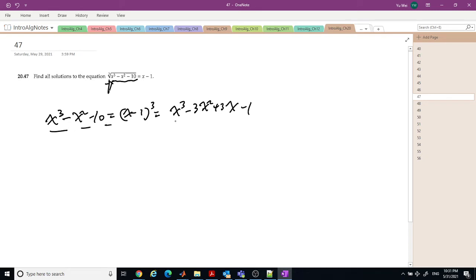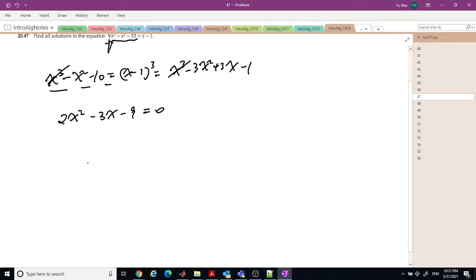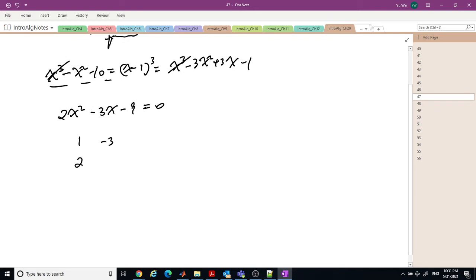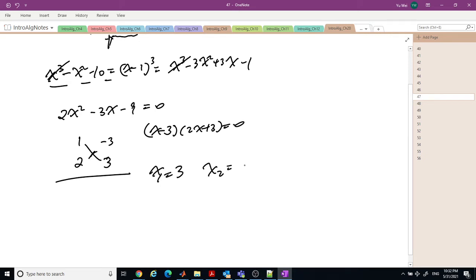Then we can organize it. So we can cancel the x cubed. So it's 2x squared minus 3x minus 9 equals 0. Okay, so we can do 1, 2, and negative 3 and 3. So negative 6 plus 3 is negative 3. So now we can see it's x minus 3 and 2x plus 3 equals 0. So we have x1 equals 3 and x2 equals negative 3 over 2.